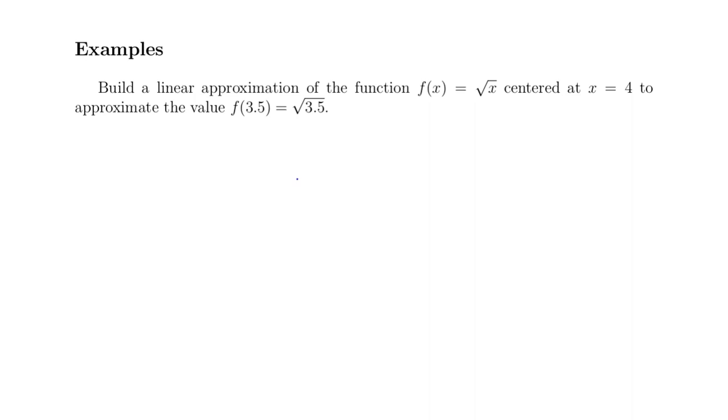This is pretty spelled out for us. There's tons of information here. We're going to build a linear approximation of this square root function. We're going to center it at 4. You can imagine why I'm picking the center to be 4 here, to approximate f of 3.5, or the square root of 3.5. So think for a second, why am I picking 4 to be the center of this? Pause the video if you want. I'm going to spoil it in like 5, 6, 7 seconds. But think about that.